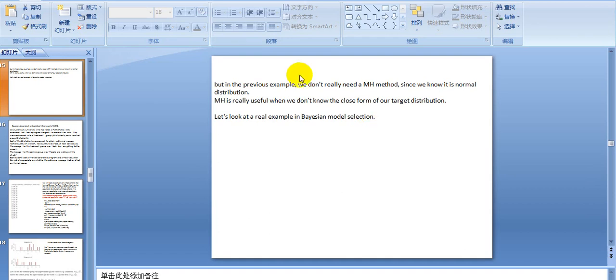Okay, now in the previous example, we don't really need this Metropolis-Hastings method because we know it is a normal distribution, and we can always use R to generate it easily. Well, Metropolis-Hastings is really useful when we don't know the closed form of our target distribution. Now let's look at a real example in Bayesian model selection.